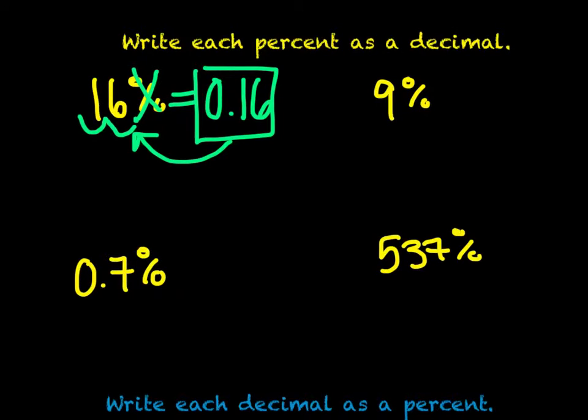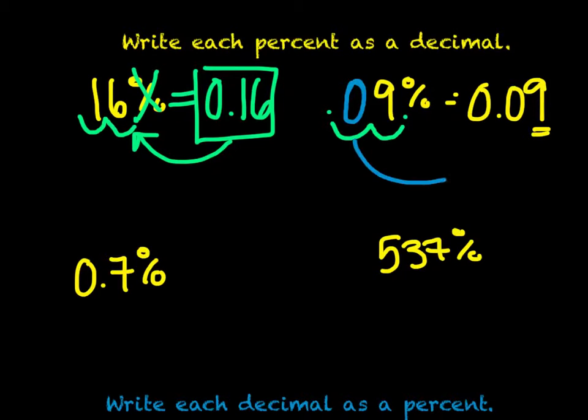Now 9%, we have our decimal point right behind the 9. Move over 2 decimal places, and when I do that, I can see that I'm missing a place value, and for that missing place value, we can just put in a 0. So 9% does not equal 0.9, it equals 0.09 or 9/100ths. So you really have to be careful about adding that missing 0, otherwise you're going to end up with something different.